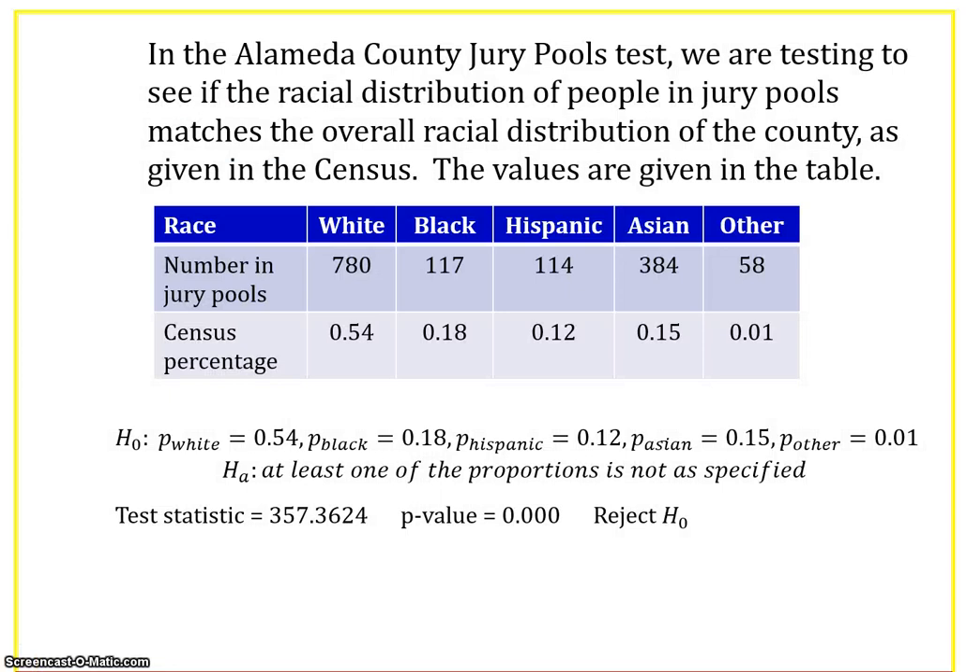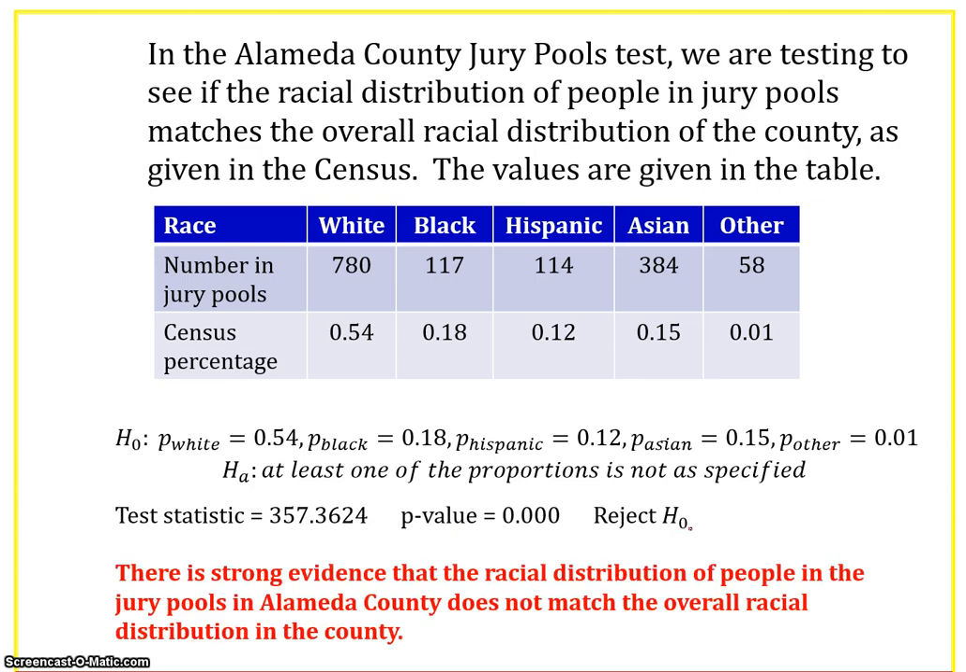So coming back to our example, we know our test statistic was 357.3624. We used a chi-square distribution with 4 degrees of freedom to find a p-value of 0. That p-value is very, very strong evidence against the null hypothesis, so we'll reject the null hypothesis. And we can conclude that there is strong evidence that the racial distribution of people in the jury pools in Alameda County does not match the overall racial distribution of the county.